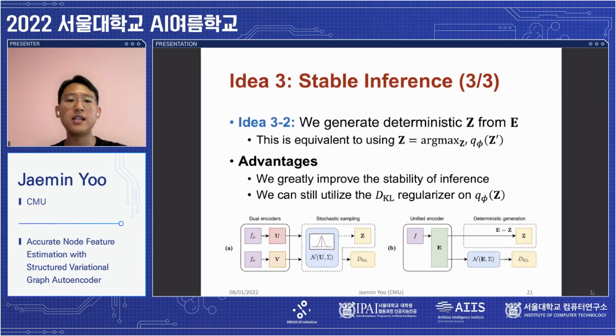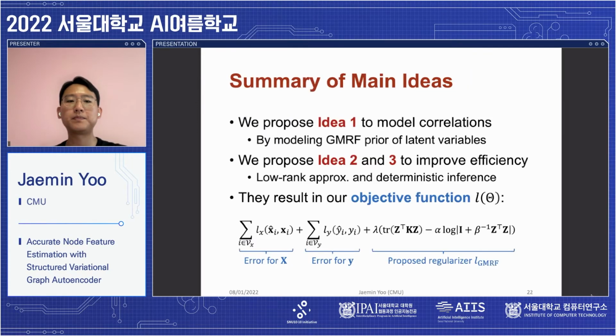And the second is we can still utilize the KL divergence regularizer on the distribution of Z even with this deterministic modeling. These two figures compare the naive stochastic sampling way of computing Z and our deterministic generation of Z. We use a unified encoder to generate a single matrix, which is then used to deterministically generate Z for the remaining process of predictions.